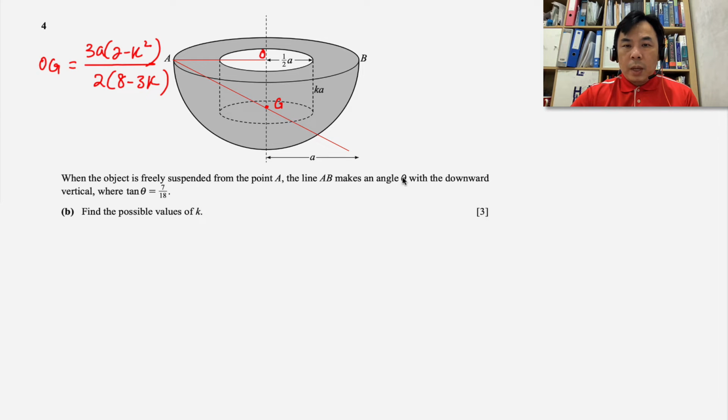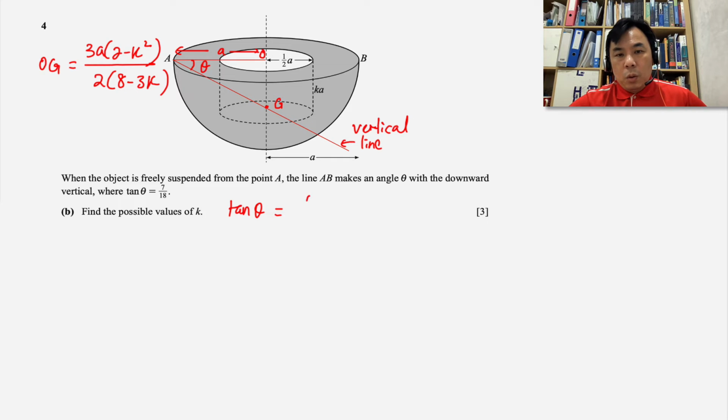And then when they say that make an angle theta with the downward vertical, they are actually referring to this line here. This is the vertical line, downward vertical line, right? The angle made is theta here. Alright, so I hope that is clear at this point. We know that tangent theta is equal to 7 over 18. And then we also know OG is here. We know that the radius of the hemisphere is A. Therefore, we know that tangent theta is basically given by OG over A, which is the same as 7 over 18. Okay, so I hope that's clear.